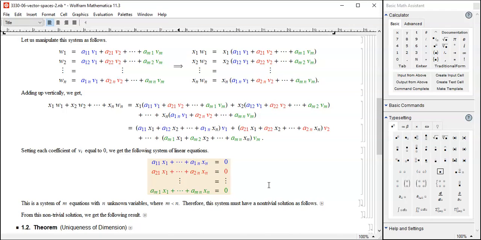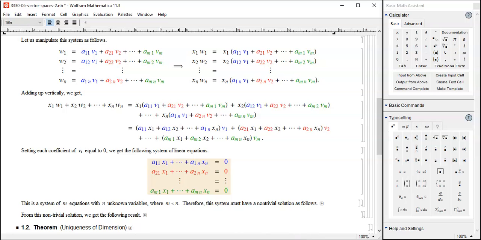How many unknown variables? n variables: x1, x2, x3, all the way up to xn. Oh, we have more unknown variables than the number of equations. So this system is not well posed. There must be infinitely many solutions. We don't need infinitely many. All we need is just one non-trivial solution.